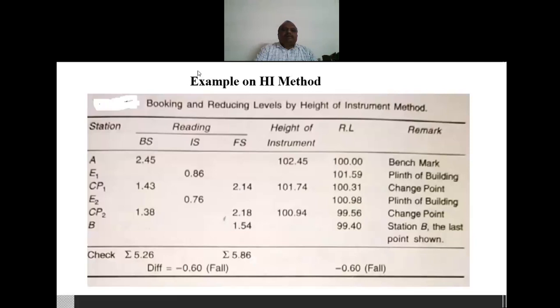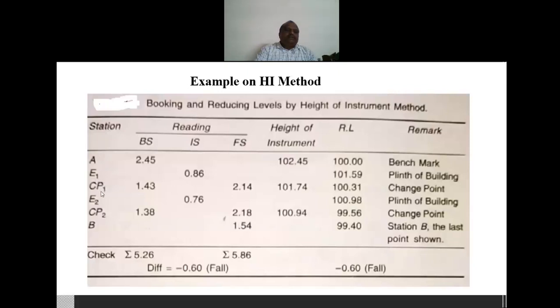So here is the example for booking and reducing levels by the rise of instrument method. Column 1 shows the station. So station A to B, and here E1 is the intermediate and CP1 is the change point, CP2 is the second change point.